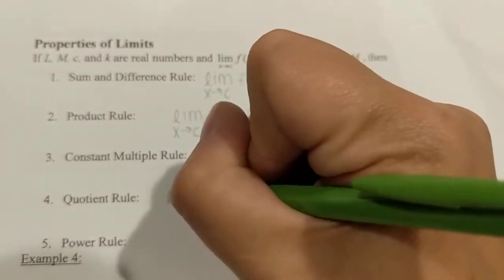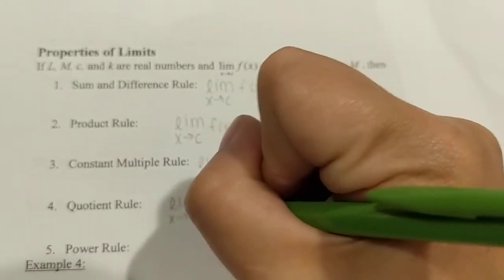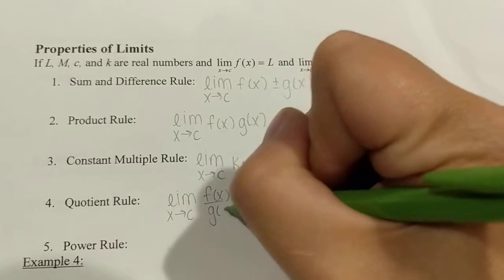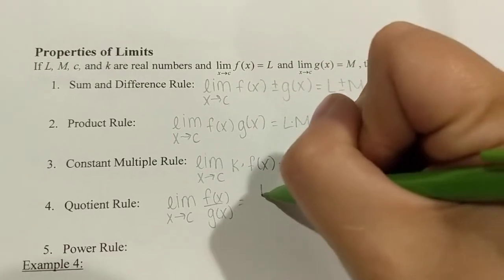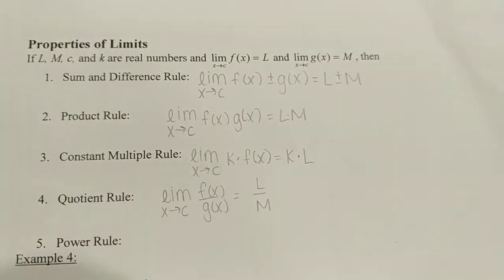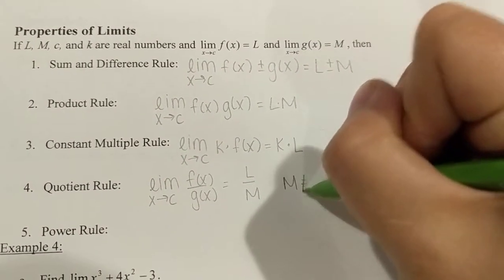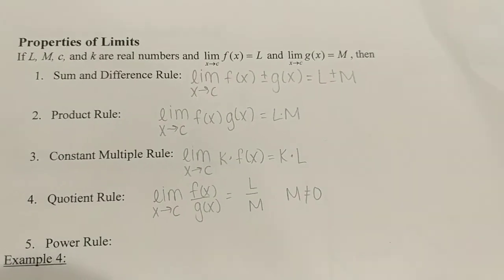The quotient rule, it's exactly what you would think. If I have two functions being divided, then I can just divide their two limits. The only thing I have to take into consideration here is that m is not allowed to be 0. It wouldn't work then.